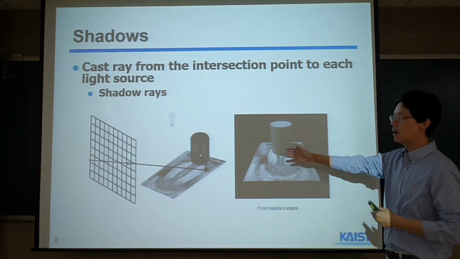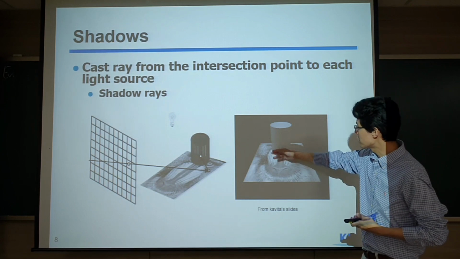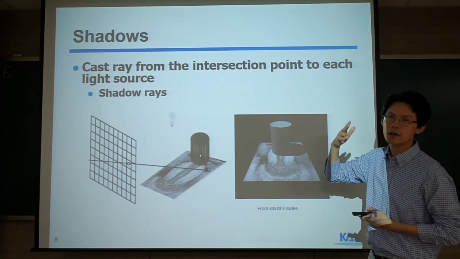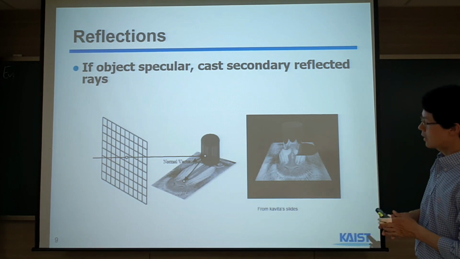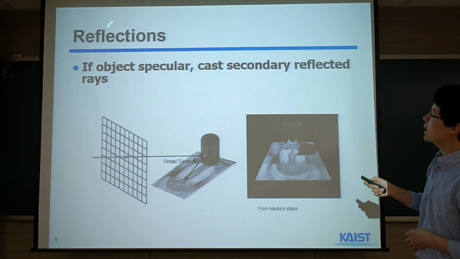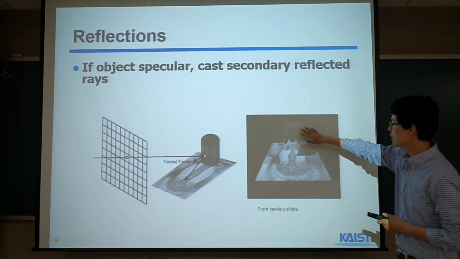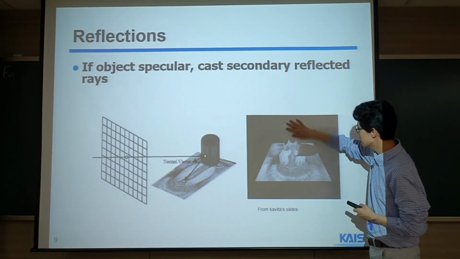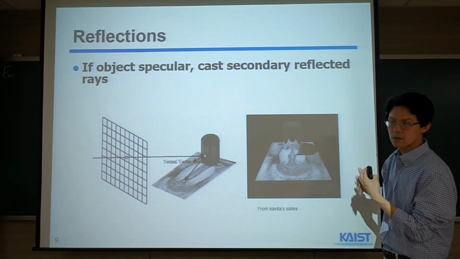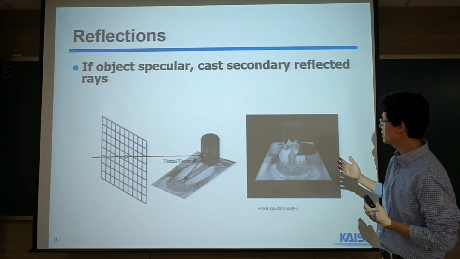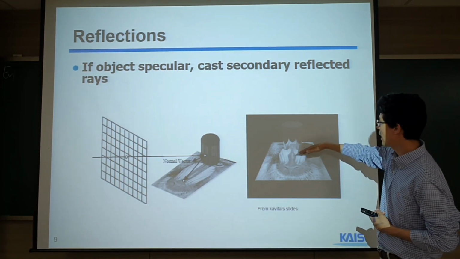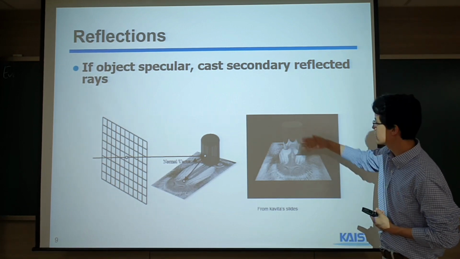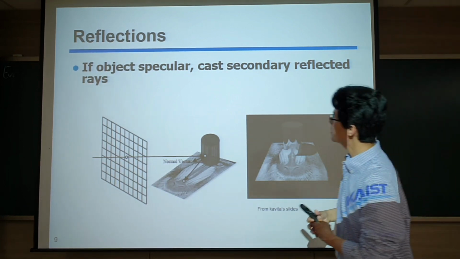And then, depending on the material type of this one, we can also generate some other rays. So that's the shadow. Now let's talk about reflection. So here, as you can see, this cylinder-shaped object is like a mirror. You see the reflected image of other objects on the surface of this cylinder. So how can you do that?